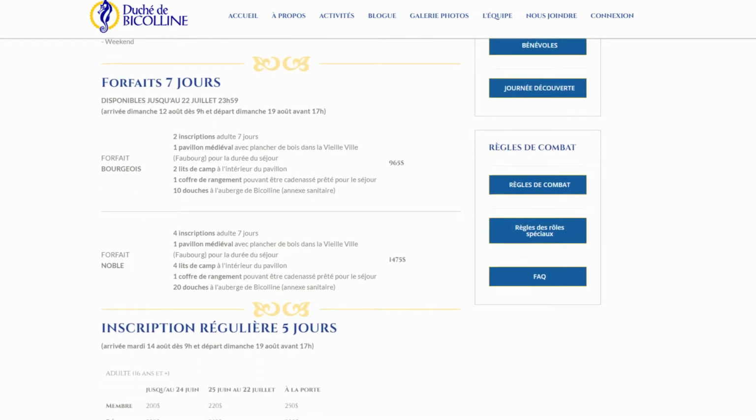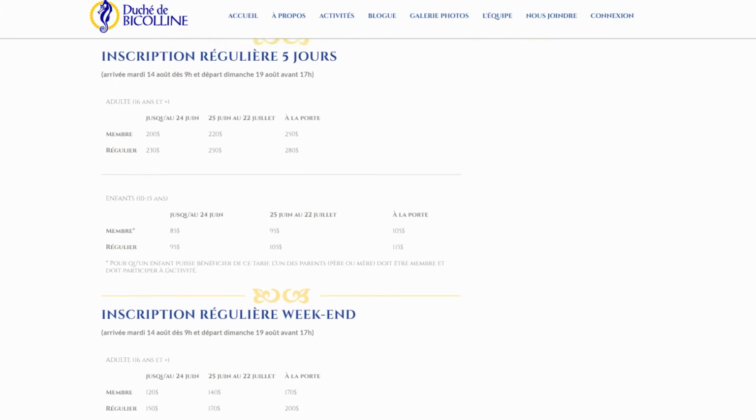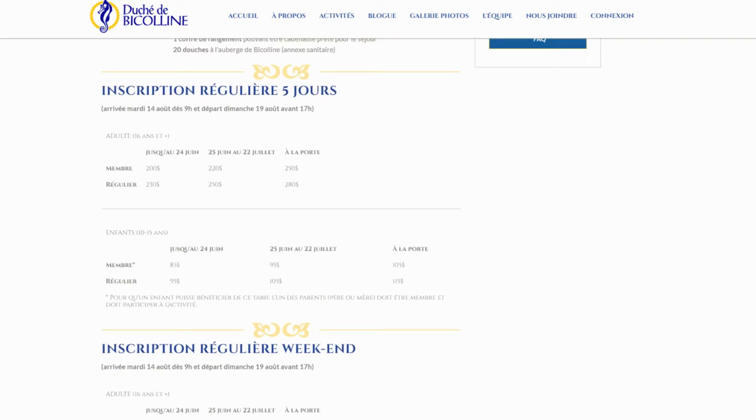Then we get down into the packages. I'm actually going to come right back to this in a moment because these packages are pretty great. So if you want to just go for the week for 5 days, I'm just going to go with regular member prices at this point. You're looking at $230, $250 after the 24th of June, or $280 at the door.